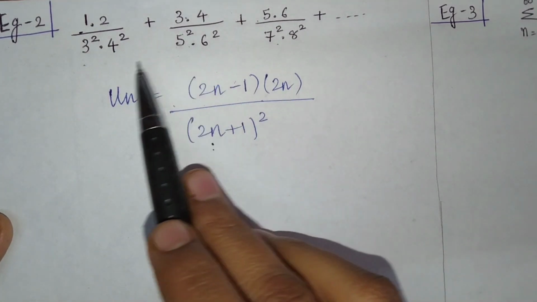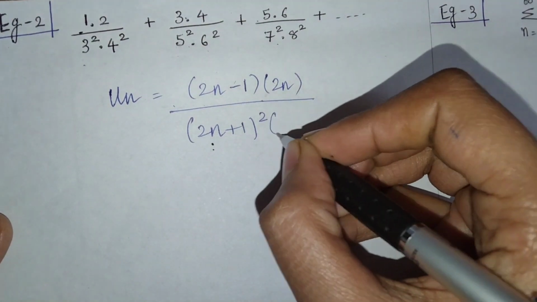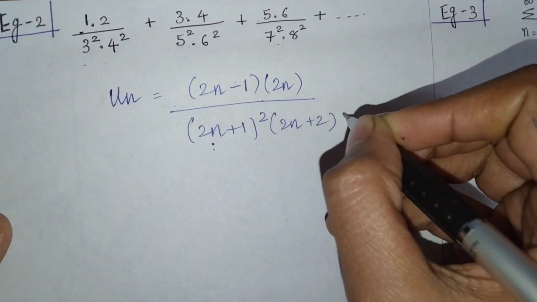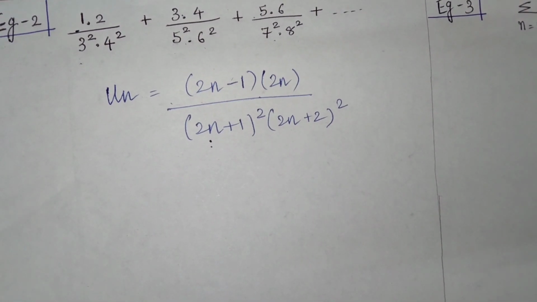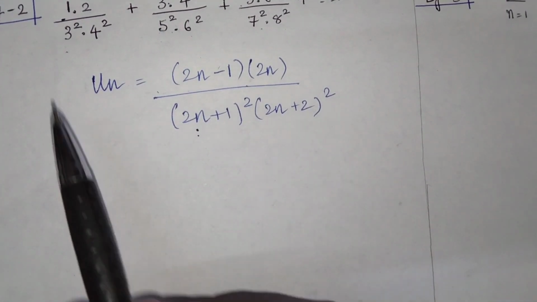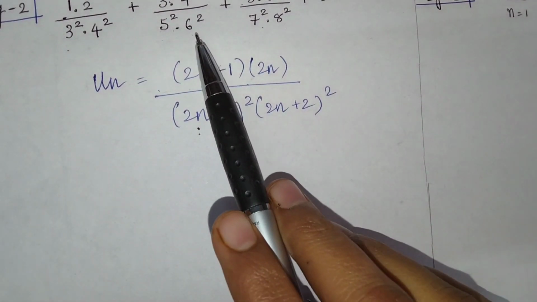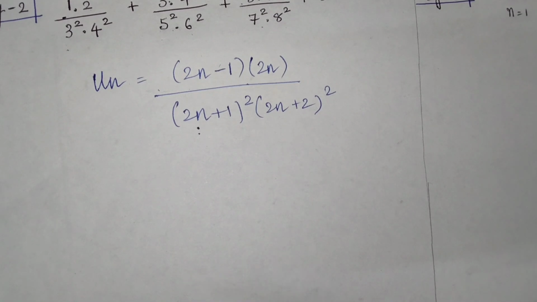And now 4 square, 6 square and 8 square. That is (2n plus 2) whole square. Here also, whenever you put n equal to 1, you will get 4 square. Whenever you put n equal to 2, you will get 6 square. So in this way you have to find un from the given series.